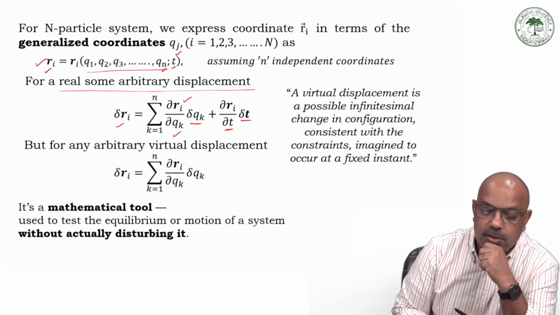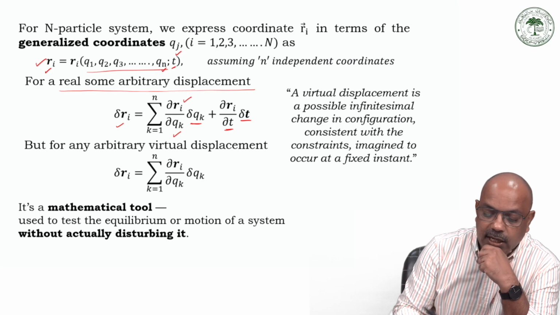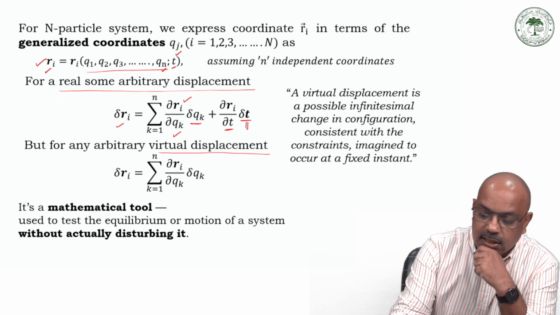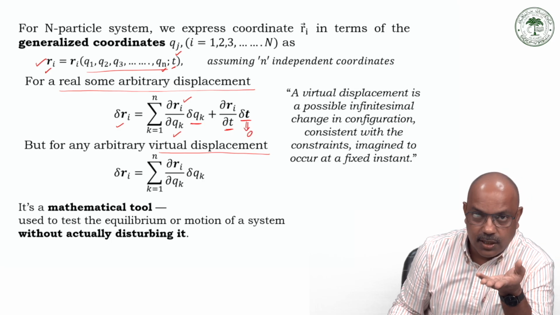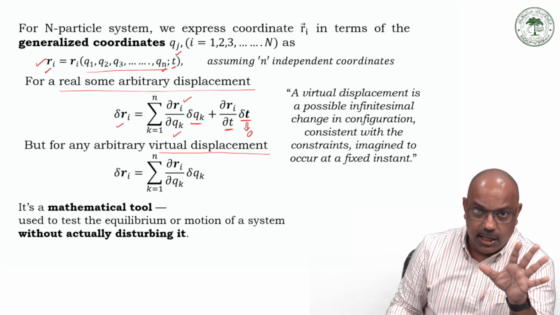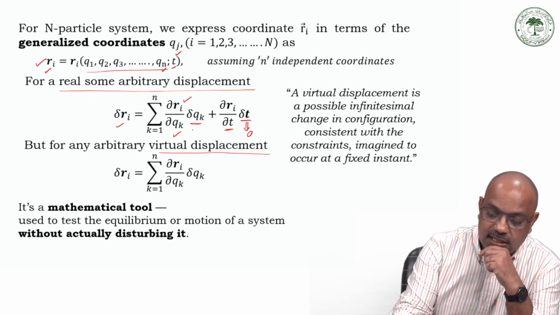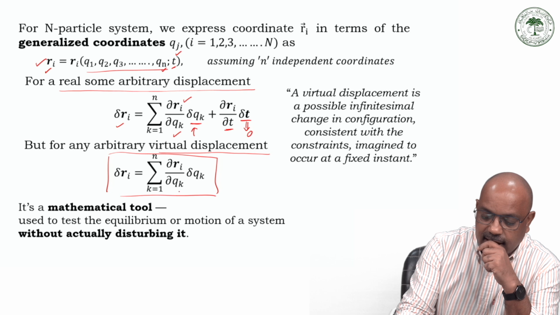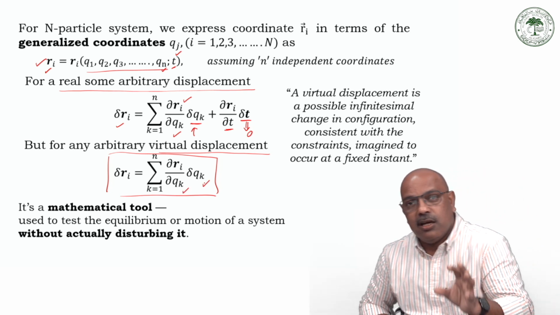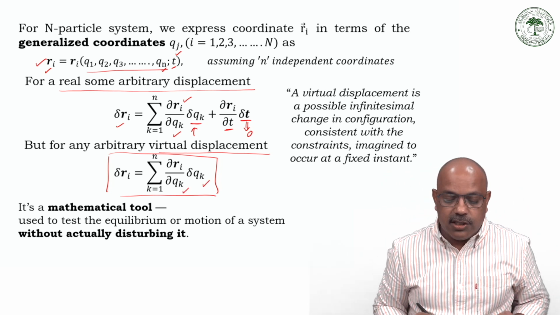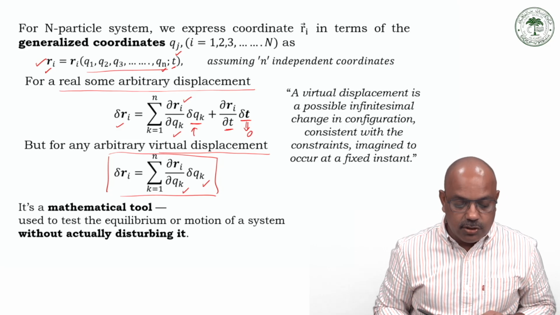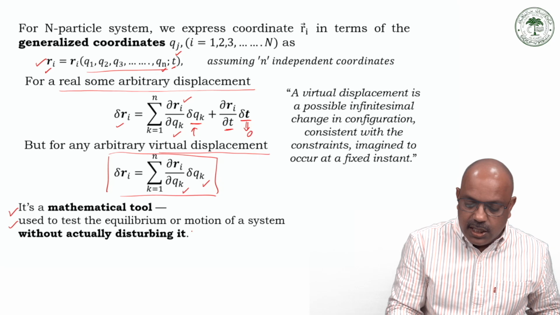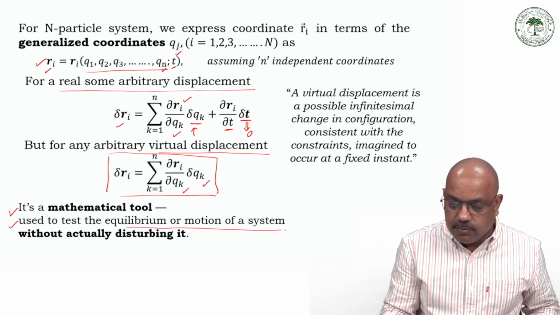Okay, so this, if you remember, but for virtual displacement, delta t is not there, delta t is 0. So when you're talking about the virtual displacement, there is no involvement of time, so only this remains live. So this delta ri is the sum of delta ri upon delta qk times delta qk. This is my definition of the virtual displacement in terms of the generalized coordinates. It is a mathematical tool which is used to test the equilibrium of the system. This is very important.